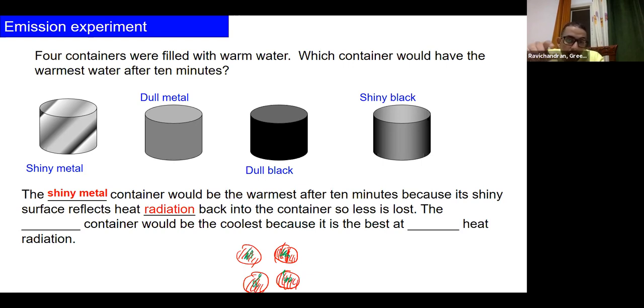The other one is the dull black. The dull black container would be the coolest because it is the best at emitting heat radiation. Dull black emits all the energy inside. It emits, emits, emits, so the energy inside decreases. Clear?